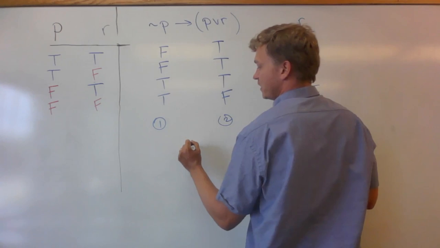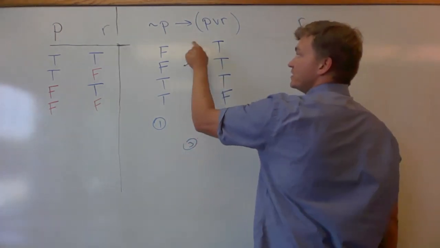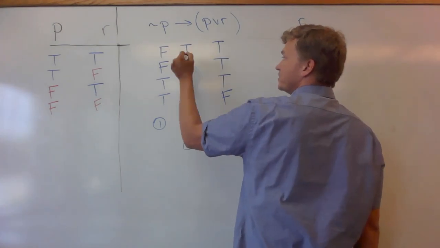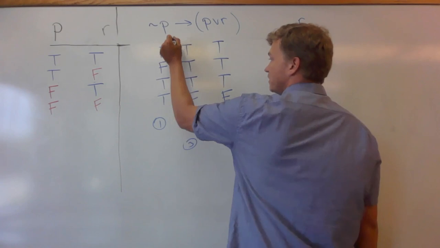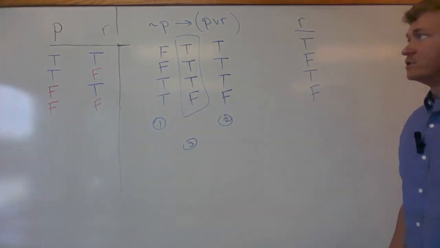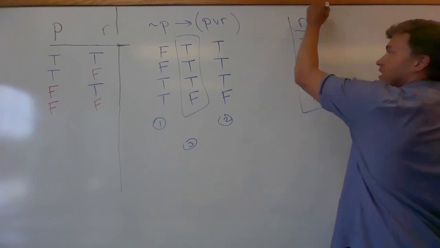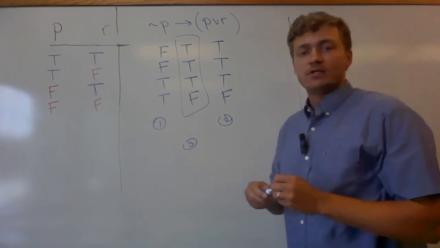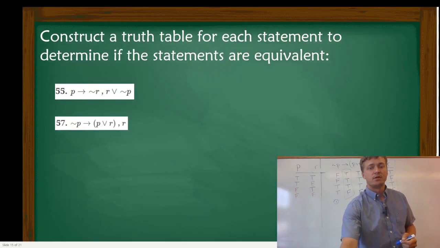So the conditional, the arrow, is going to be our third and final column. False implies true is true. False implies true is true. True implies true is true. True implies false is false. So once again, as you see, for this example, these two truth tables are not the same. So these are not equivalent statements. What about our last example?